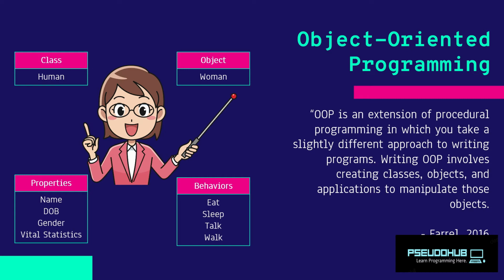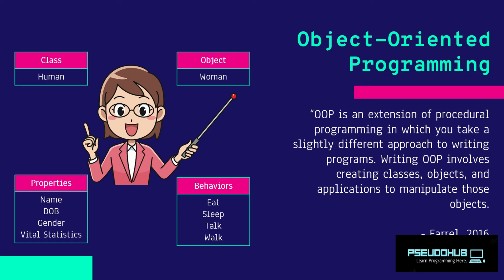For example, let's say the object is a woman, di ba? A woman has properties. It has a name, it has a date of birth, na gender, na vital statistics, and at the same time, a woman can eat, sleep, talk, and walk. And those are what we call the behaviors. And what's the purpose aning mga properties and behaviors? Well, they are very useful in terms of classifying an object. Ma-identify nato kung unsa ang class sa isa ka object based sa iyang properties and behaviors.